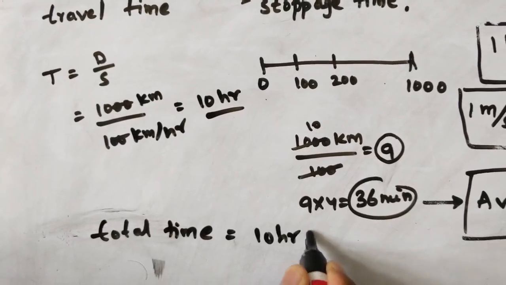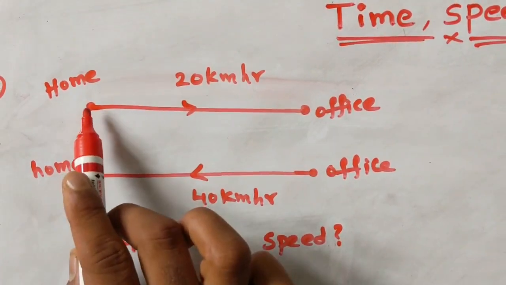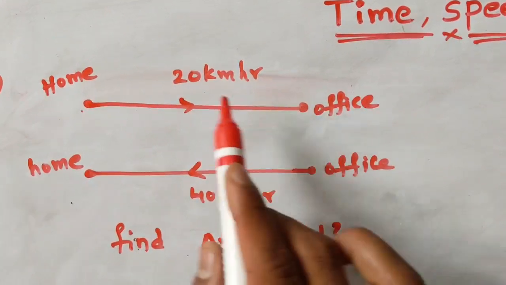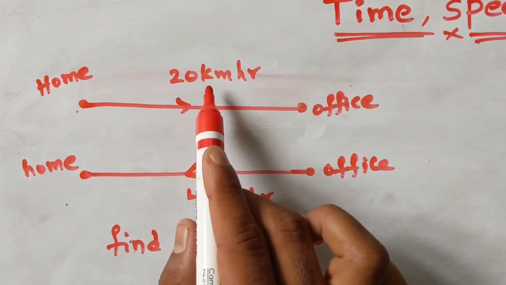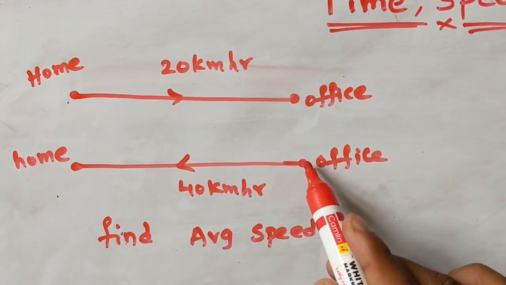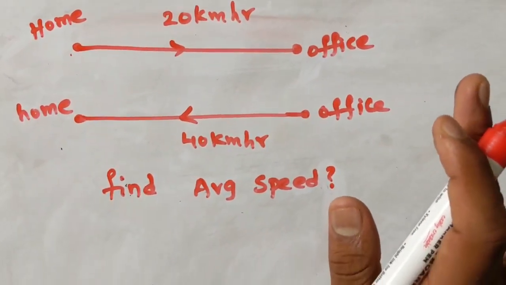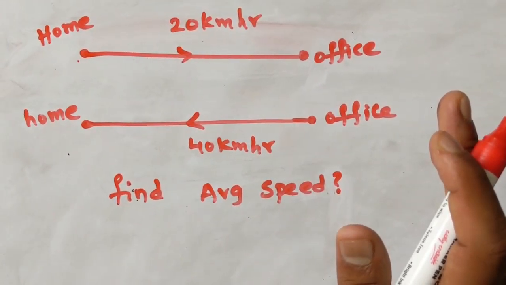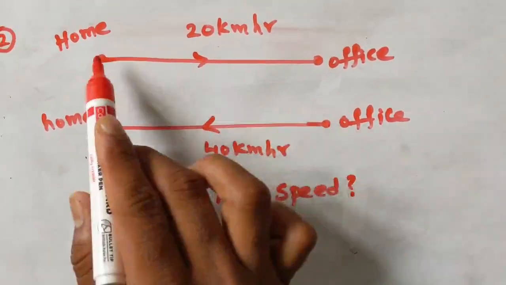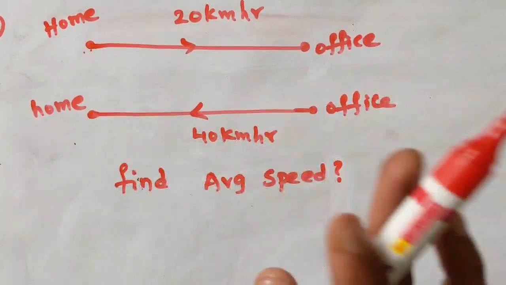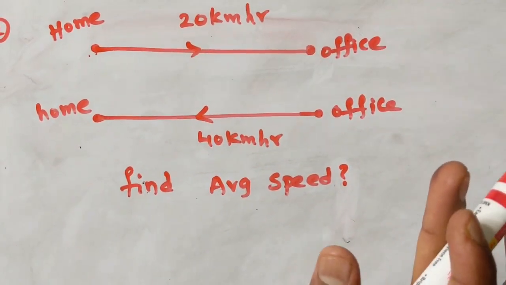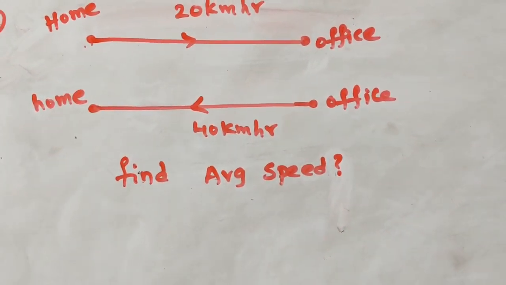10 hours 36 minutes. X can travel from home to office at a speed of 20 km per hour. And while coming from office to home, he will travel at 40 km per hour. And here we have to calculate the average speed. Here the home to office and office to home distance is constant. Now we have to find the average speed.